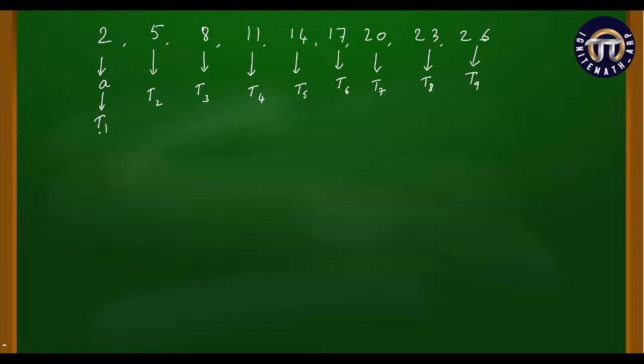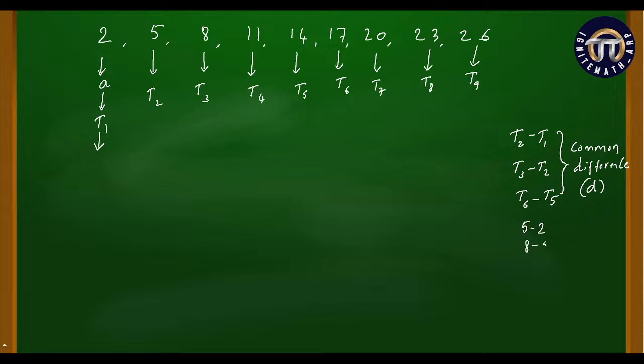Now, if you observe over here, the difference between each term, that is nothing but T2 minus T1 if I do, or T3 minus T2 if I do, or T6 minus T5 if I do. All of them are called a common difference. Whatever I get, that is called a common difference, and it is constant for the given AP, which is denoted by D. In this case, the common difference is 3, because 5 minus 2, 8 minus 5, 11 minus 8, anything for that matter, 26 minus 23. In all these cases, we are getting 3 as the common difference.